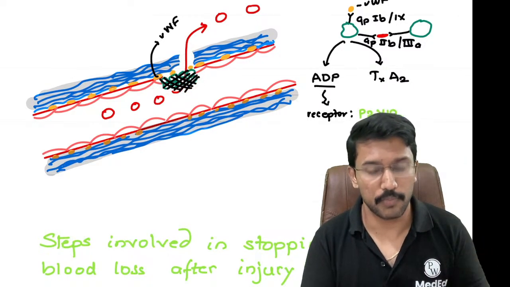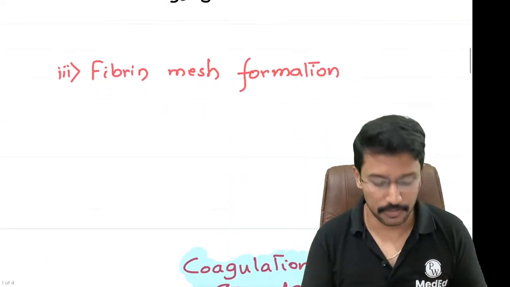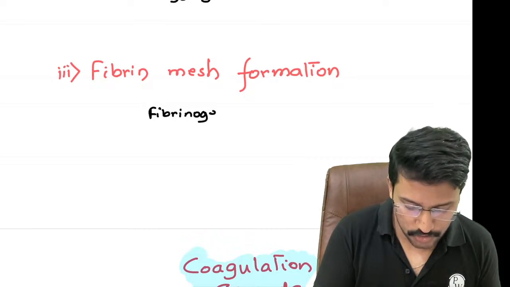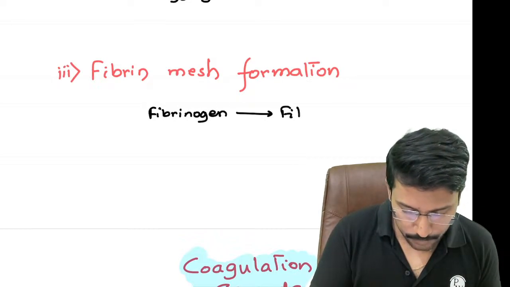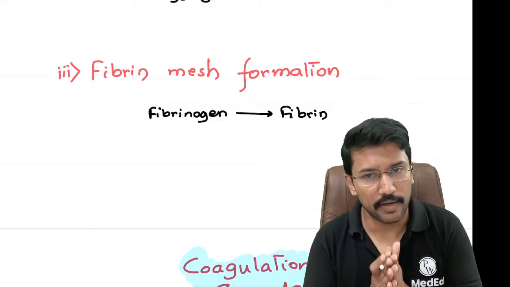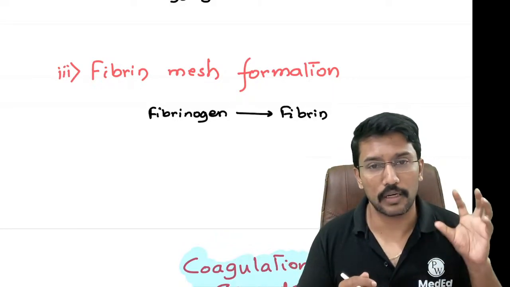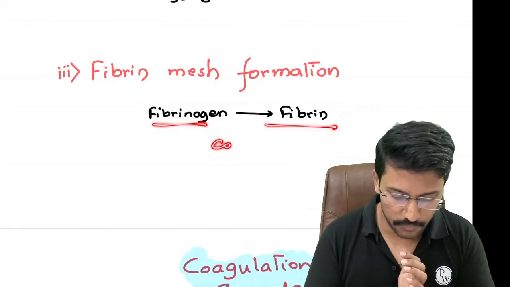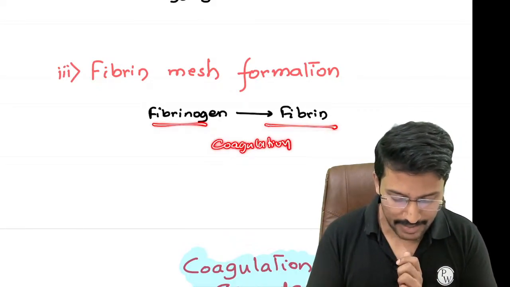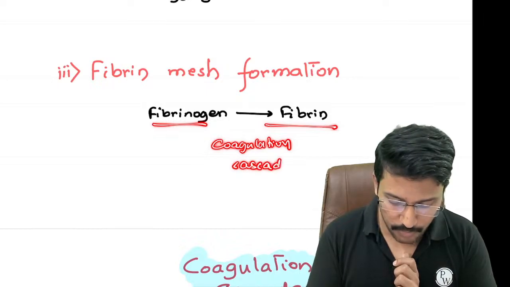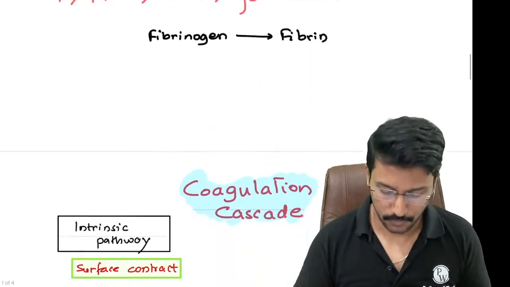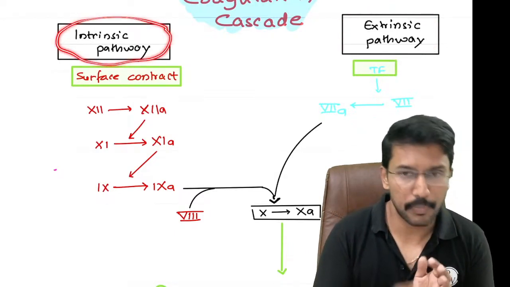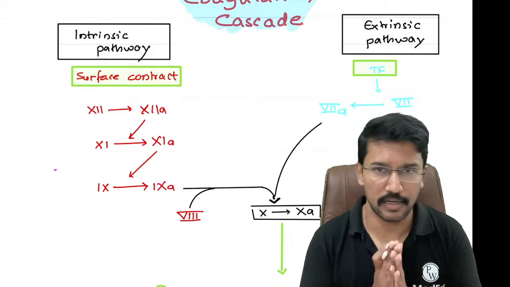So that is what we call fibrin mesh formation or fibrin plug formation, which basically means we are converting inactive fibrinogen to fibrin. There are multiple steps involved in the conversion of fibrinogen to fibrin, and this whole conversion of fibrinogen to fibrin is what we call the coagulation cascade. So this cascade will be activated by two different mechanisms. Okay, one is called the extrinsic pathway, the other one is called the intrinsic pathway.